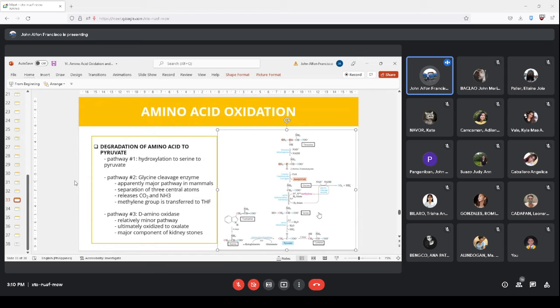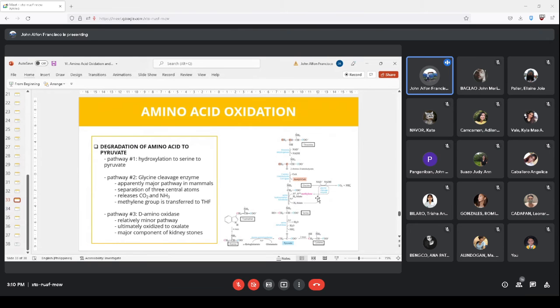Glycine cleavage. This is just an idea of what happens on formation of pyruvate. Hydroxylation to serine to pyruvate. The glycine cleavage enzyme is apparently the major pathway in animals. Separation of three central atoms. Formation of carbon dioxide and ammonia. The methylene group is transferred to folate.